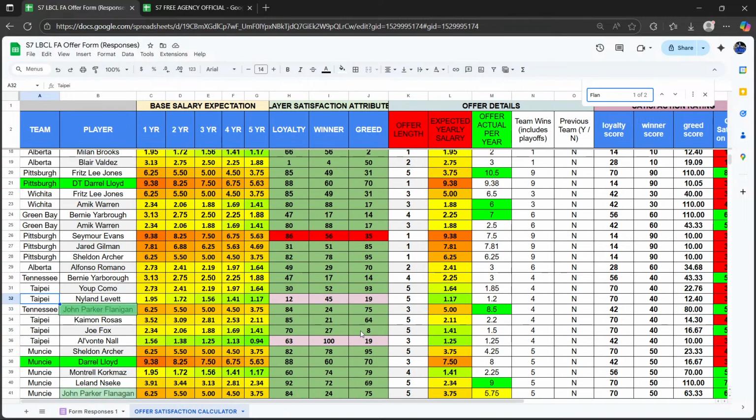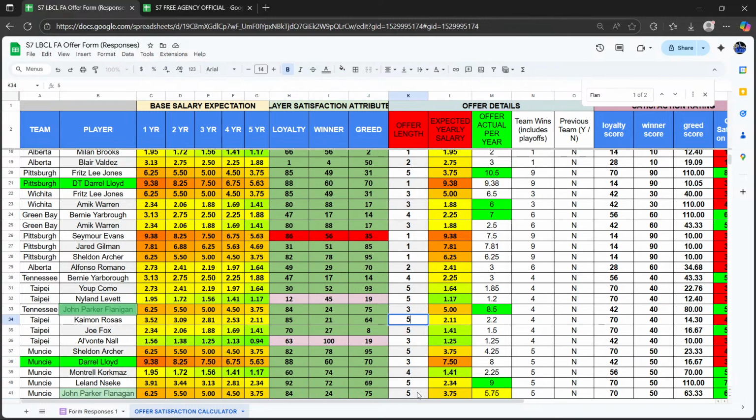John Parker Flanagan. Two offers on Flanagan, one from Tennessee and one from Muncie. Tennessee offered 3 for 8.5, and Muncie offered 5 for 5 3/4. Tennessee's got winner matters a little bit more in its favor, but loyalty seems to be the one that made the difference here.